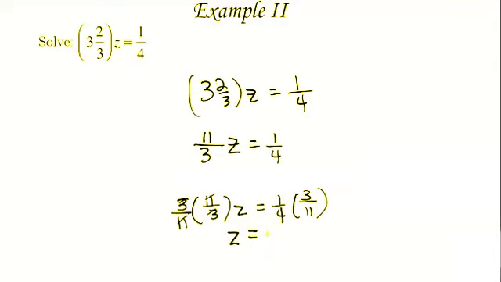So that gives me 3/44. Okay, and even though this looked messy at first, by changing this to an improper fraction, I was able to work with it, and then I multiplied by the reciprocal, and that canceled out the fraction that was multiplied by the coefficient of z, and I was able to isolate z and solve that z equals 3/44.